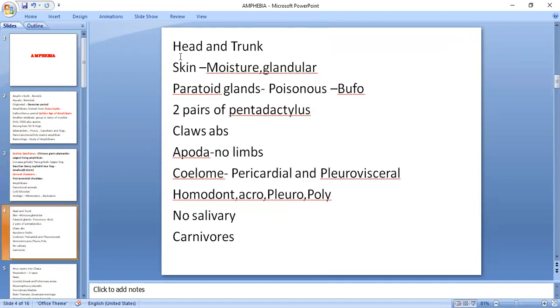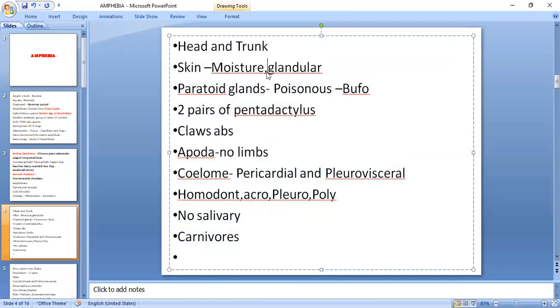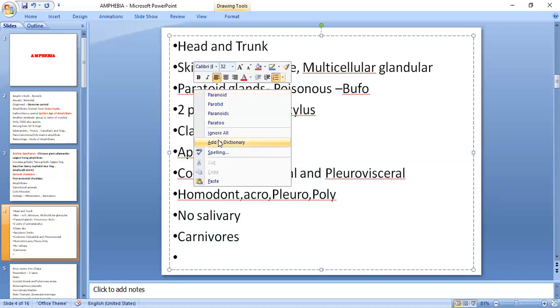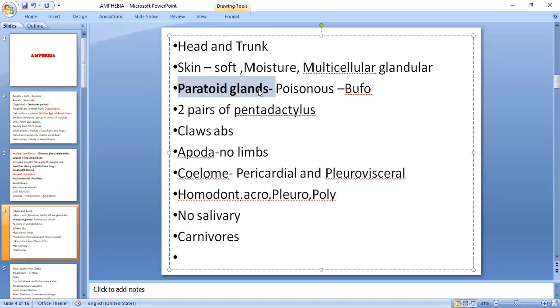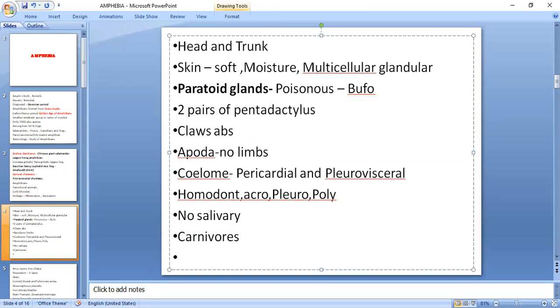The body is divided into head and trunk. The skin is soft and moist, as multicellular glandular skin is present. There are glands called parotid glands, a kind of poison gland present in Bufo, a toad. And two pairs of tetradactylous limbs are present.